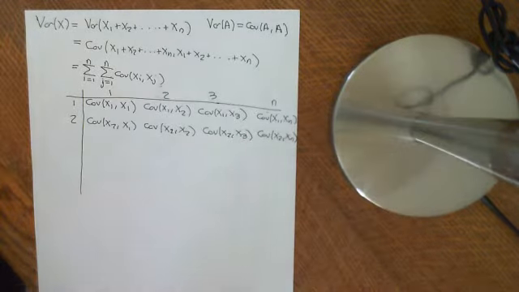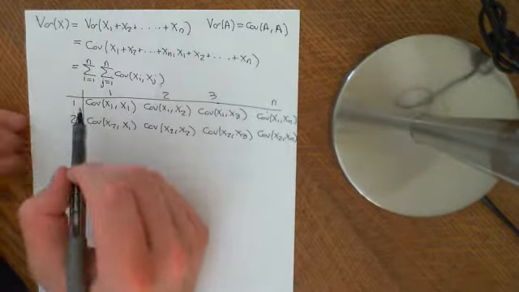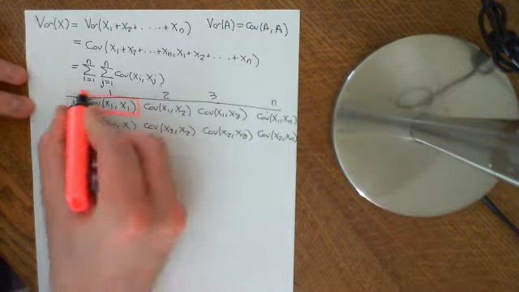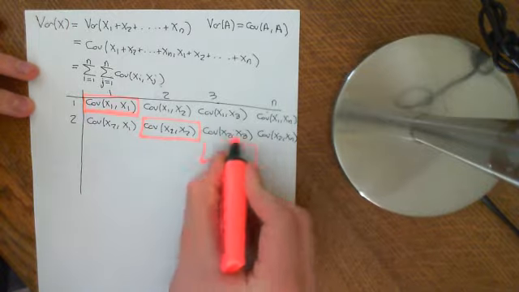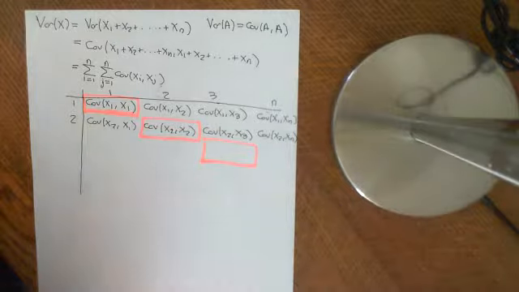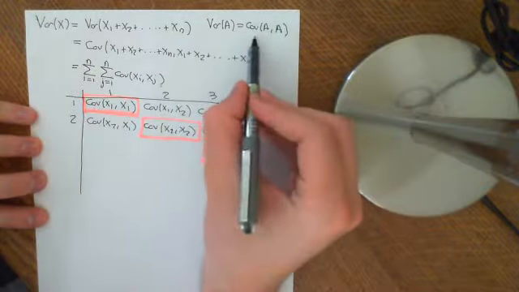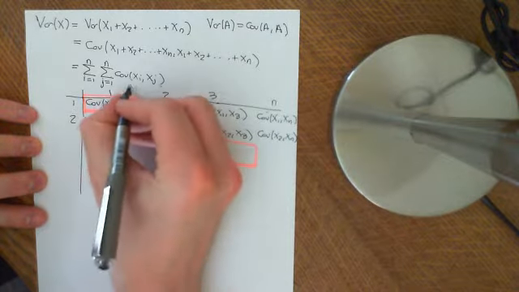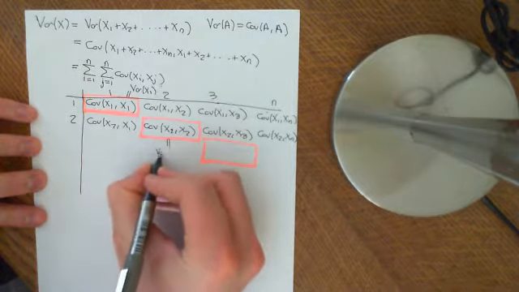Okay, so we can simplify this sum, though, because of these diagonal terms. Let's look at these diagonal terms firstly: the covariance of X1 with X1, the covariance of X2 with X2, and of course you'd have more, the covariance of X3 with X3, the covariance of X4 with X4, all the way down to the covariance of Xn with Xn. But by what we said up here, those are all equal to just the variance of the individual variable. So this is equal to the variance of X1, and this is equal to the variance of X2.